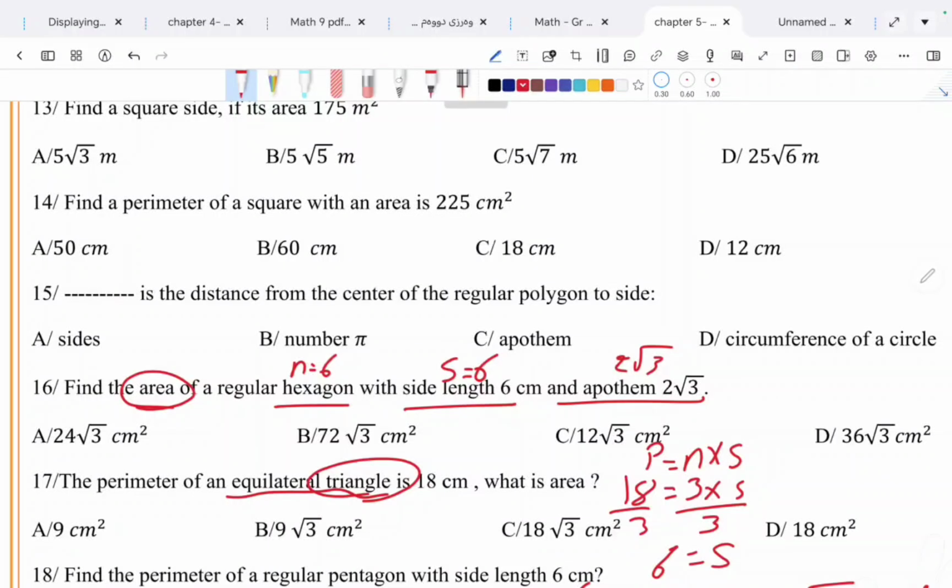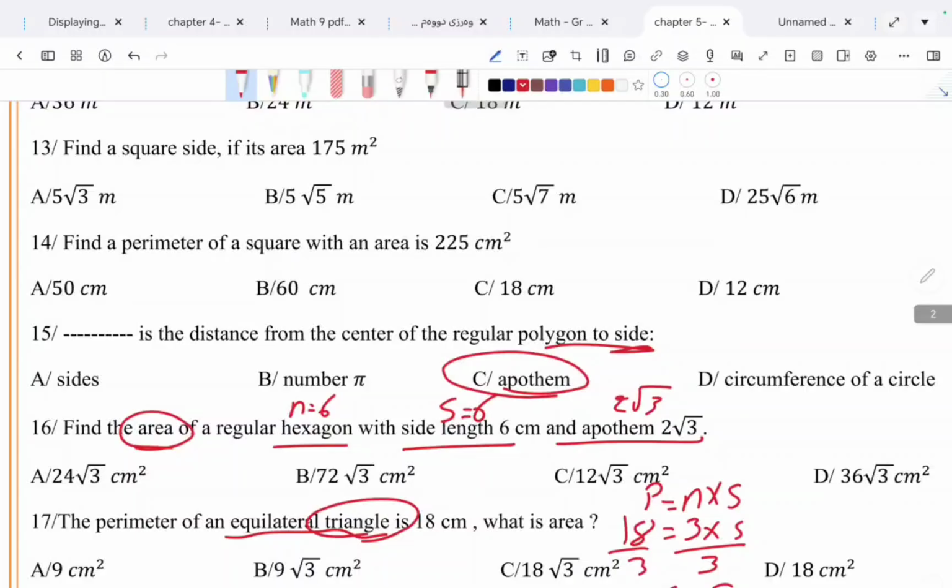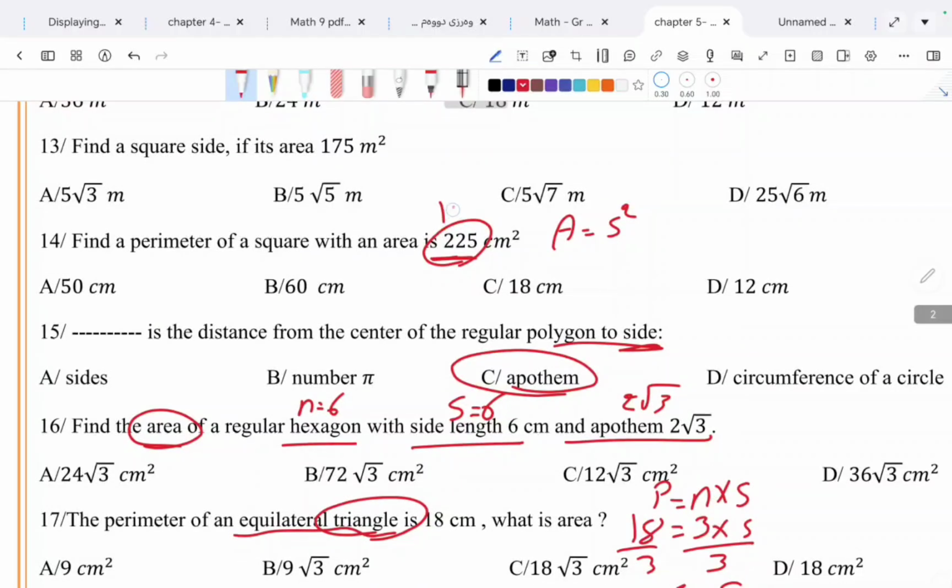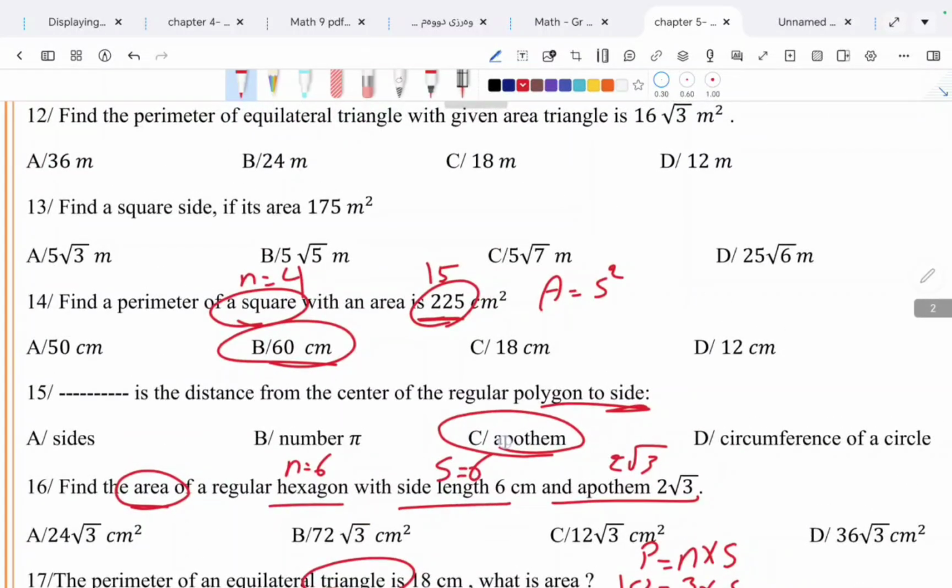Then question 15: the distance from the center to a regular polygon side. It is the apothem. Question 14. Find the perimeter of a square. We did it. With area, it's 225. Area equals s power 2. What's the square root of 225? It is 15. 15 times n equals 4. This one will be 60.